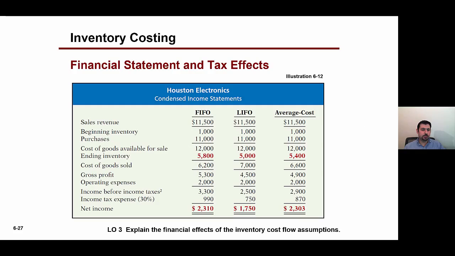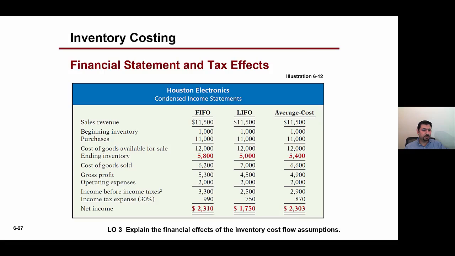Companies have the right to choose which cost flow method they will use, whether FIFO, LIFO, or average cost. This depends on several factors that company management will take into consideration. One of these factors is the effect on the income statement. As you remember, because of the changes in the ending inventory balance and the cost of goods sold, the net income will be different depending on the method that the company uses.